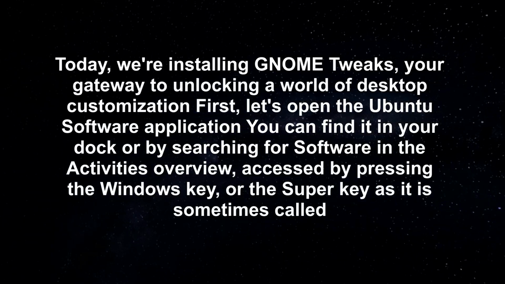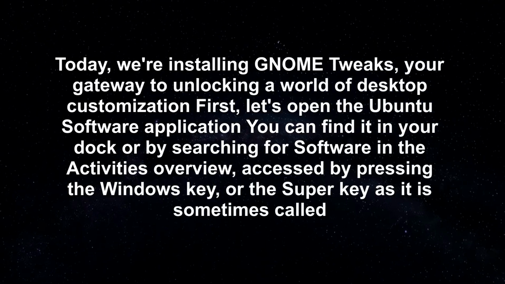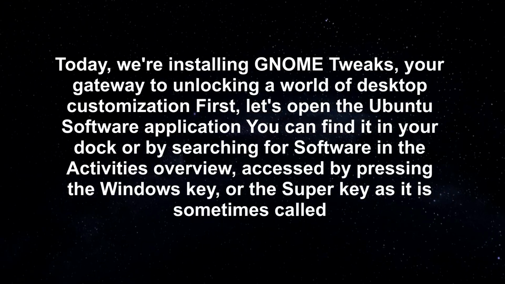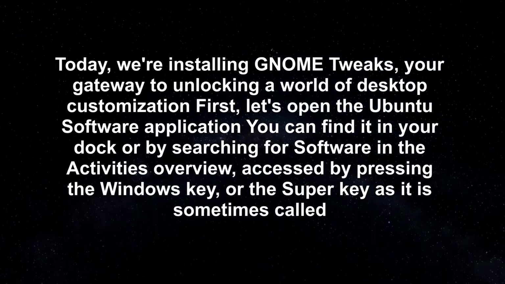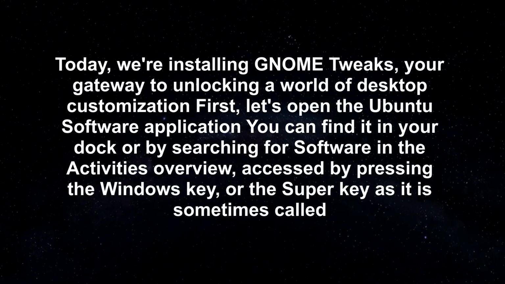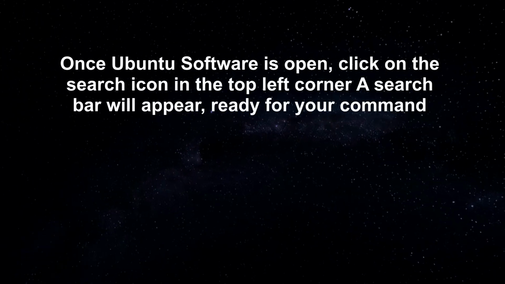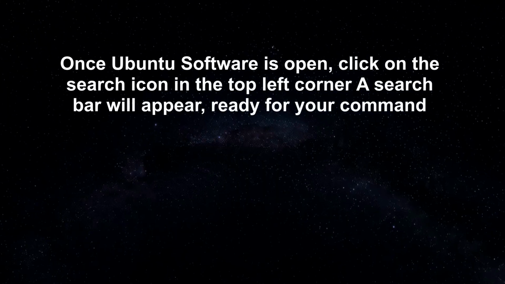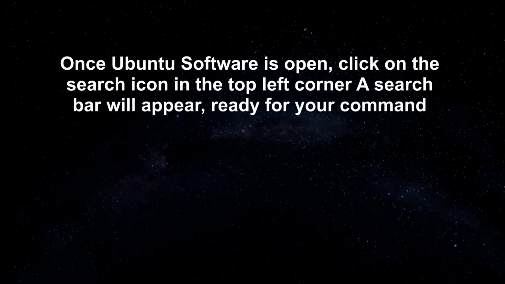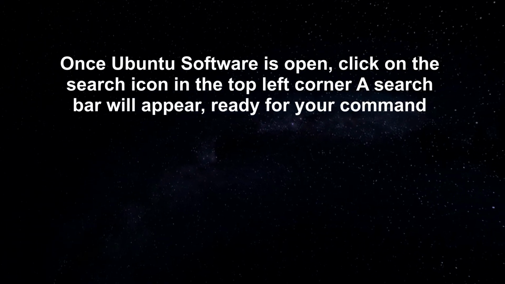You can find it in your dock or by searching for software in the Activities overview, accessed by pressing the Windows key, or the Super key as it is sometimes called. Once Ubuntu software is open, click on the search icon in the top left corner. A search bar will appear, ready for your command.